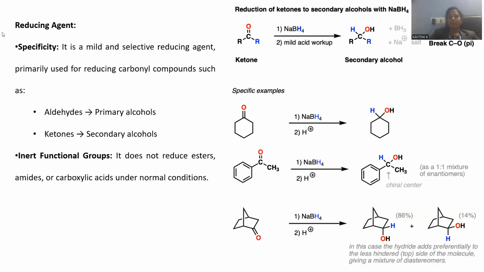Reducing agent. Everybody is aware sodium borohydride is exclusively used as a reducing agent. Why is it working like a reducing agent? Let's see. Specificity. It's a mild and very selective reducing agent. It is not that reactive like lithium aluminum hydride.